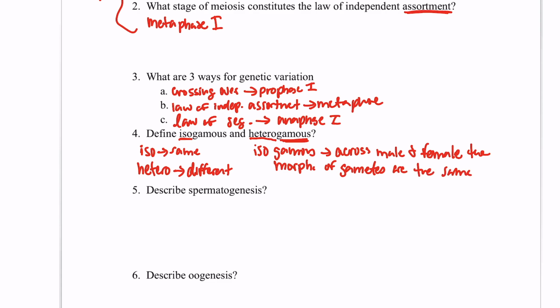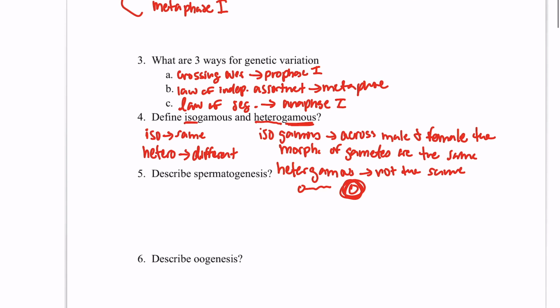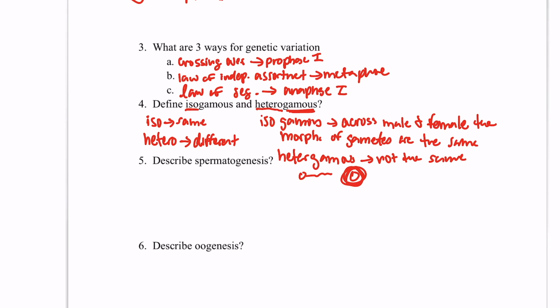And then opposite of that is heterogamous, and that is when they're not the same. And that's what we are, because we have sperms and we have eggs, and those are not the same morphology. They are very different. So that's what those terms mean.